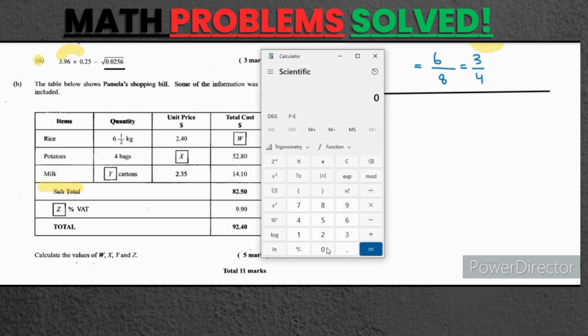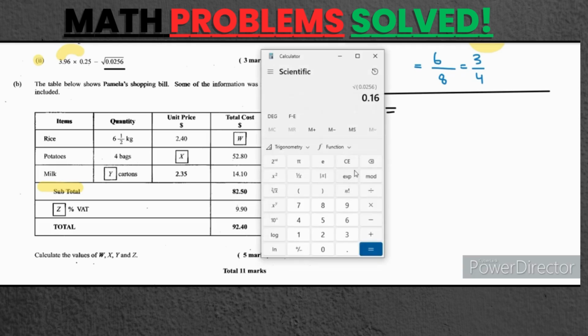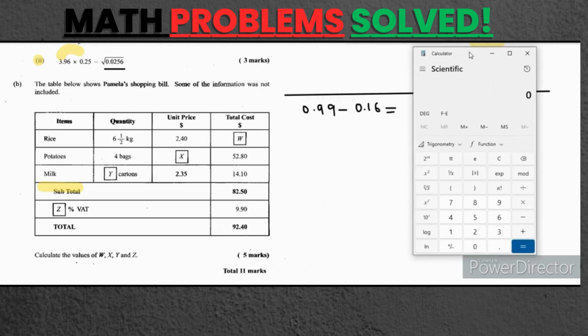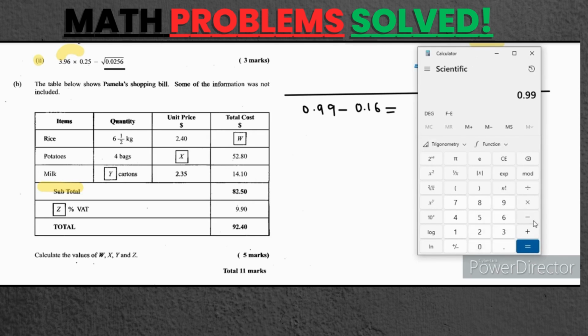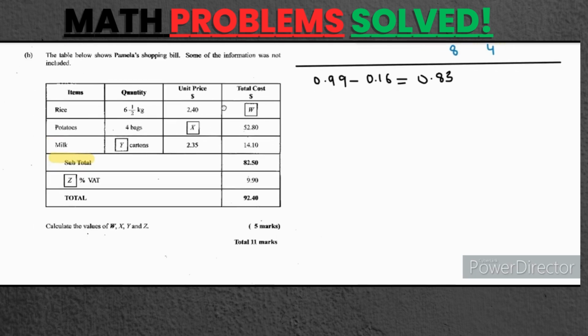I will put it here, and then we have to find the square root of this number. So what's the number? 0.0256, right? And we have to take its square root. It's 0.16. Then you will subtract both of them, like take the calculator, right? And subtract 0.99 minus 0.16, right? So it's 0.83. So the answer here will be 0.83. That's the simplified form of this expression. Then we will move to the next question.